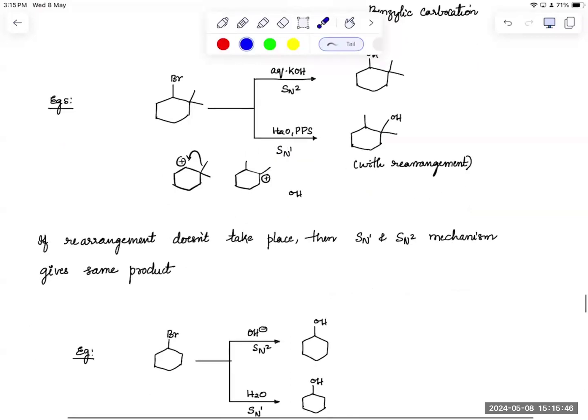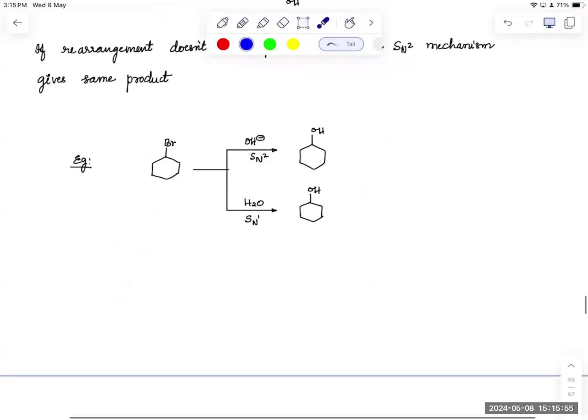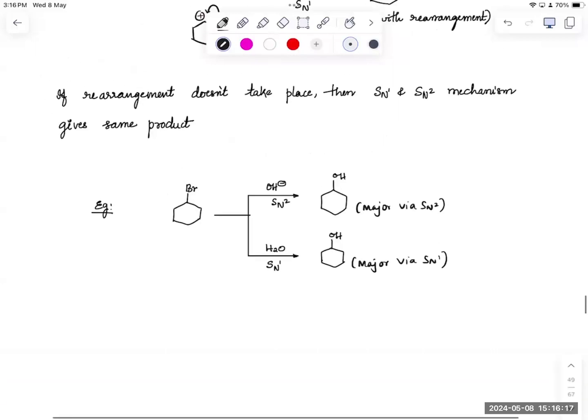So you can see, if the rearrangement does not take place, then SN1 and SN2 mechanisms give the same product. For example, in this case, this is secondary. In secondary, if OH minus attacks, you'll get this product only. If water attacks, you'll get this product only. This is major via SN2 type of reaction. This is always major via SN1 type of reaction.